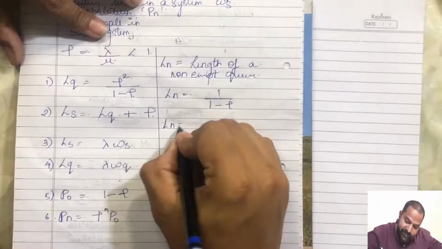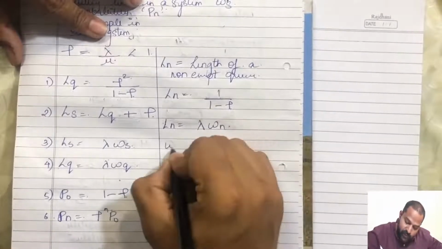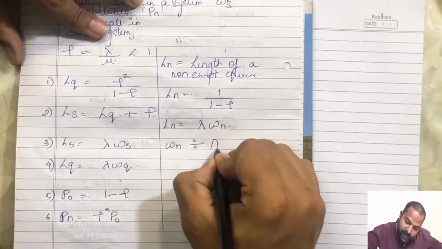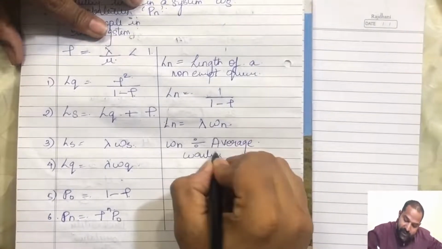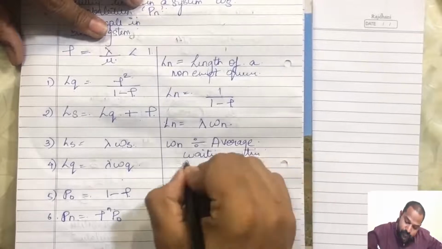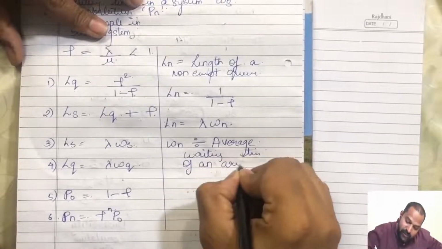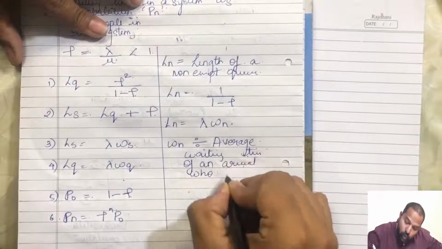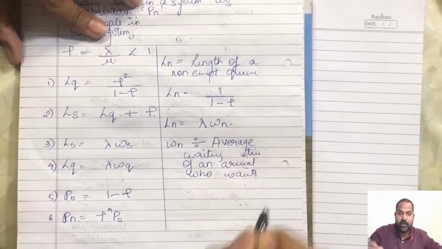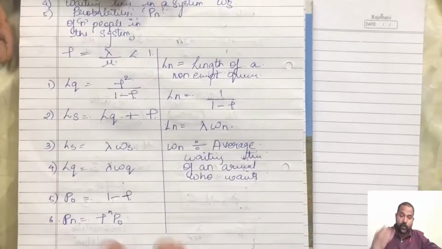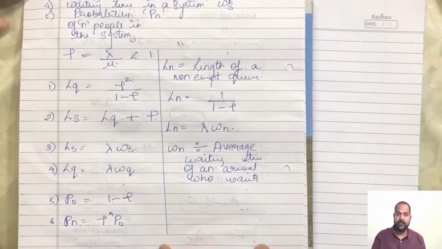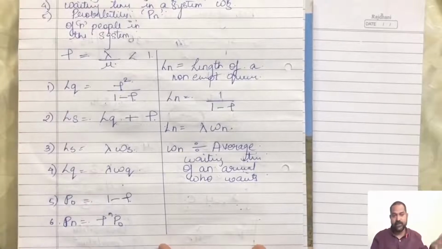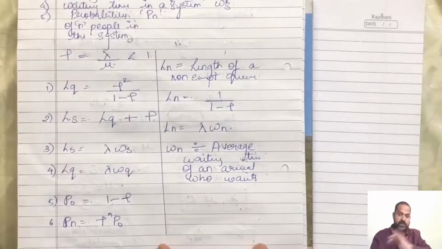Then we have Ln is lambda Wn, where Wn is average waiting time of an arrival who waits. There might be people who don't wait, who directly go for service because there is nobody in the queue. Those people I am not going to consider. So Ln, Wn, that's it. These are 6, 7, 8 formulas. If you have these in place, gold.